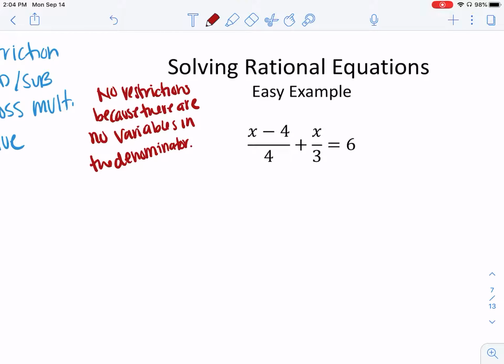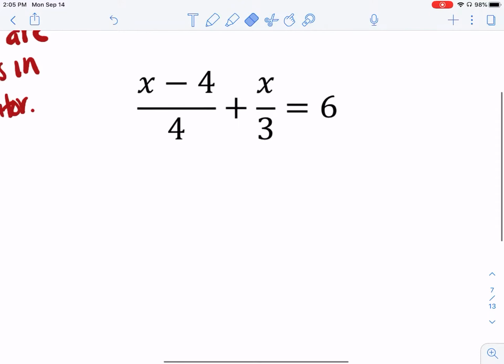So now we're ready to move on to step 2, which is adding and subtracting. On this side, I have x minus 4 over 4 and x over 3. That's two different fractions. I need to simplify it down to where it's only one fraction. So that's my goal here.